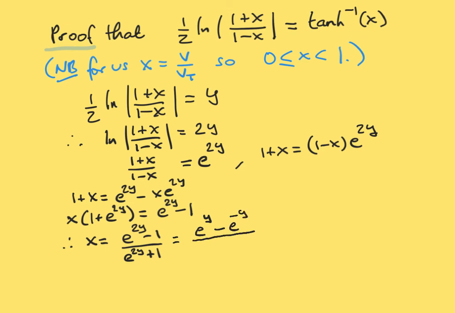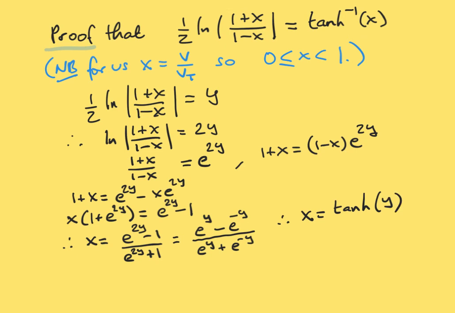And we already see the numerator of the tanh function. And on the bottom, in exactly the same way, we're dividing the bottom by e to the y as well. We get e to the y when we divide this, plus 1 over e to the y, and 1 over e to the y is e to the minus y. So therefore, x is the tanh of y.